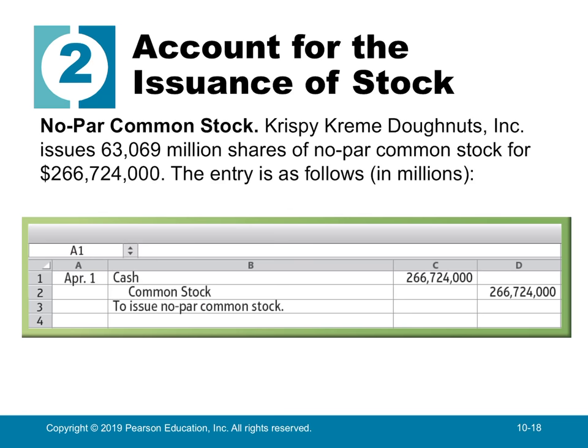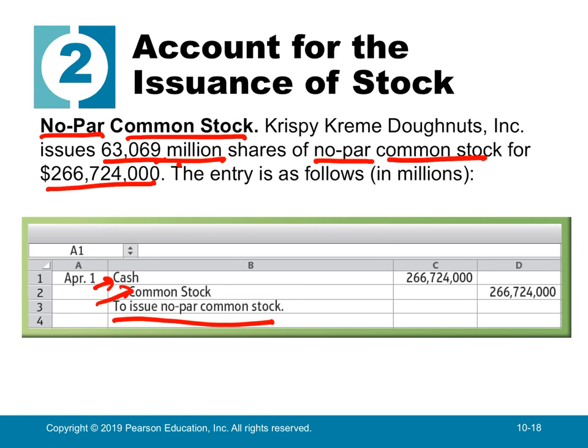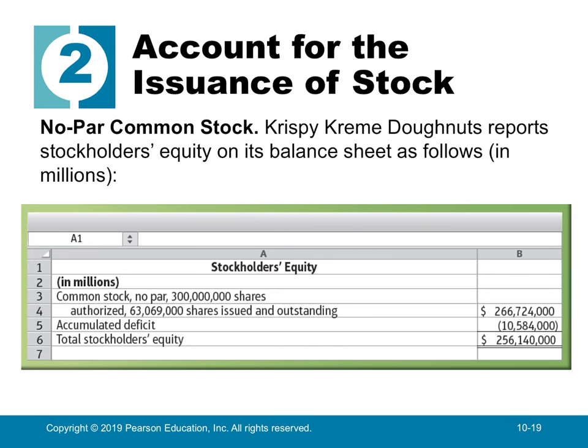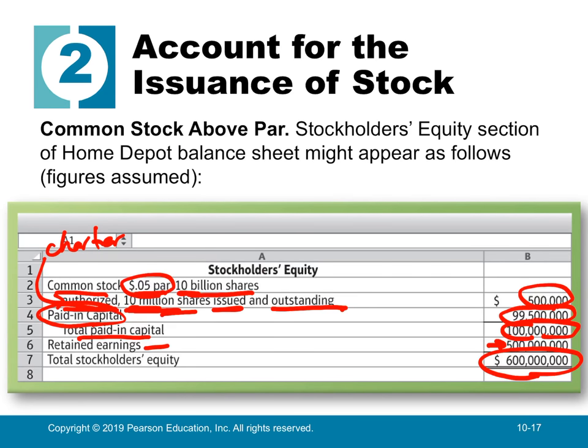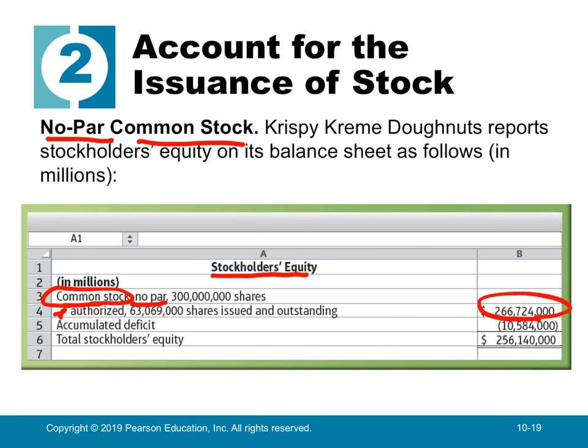So let's do another example: no par common stock. This is the same exact approach as having issued at par. Krispy Kreme Donuts issues this many million shares of no par common stock for this dollar amount. Debit cash, credit common stock, the same thing we did back in chapter 2. How does Krispy Kreme show no par common stock in stockholders' equity on the balance sheet? In this case, it's common stock, no par, so all of it goes into the common stock account. We're not going to have the paid in capital that we had here. Instead of retained earnings, Krispy Kreme actually has an accumulated deficit, meaning over the life of the firm they've lost money. So total stockholders' equity is just all the stock they've issued less the money they've lost.